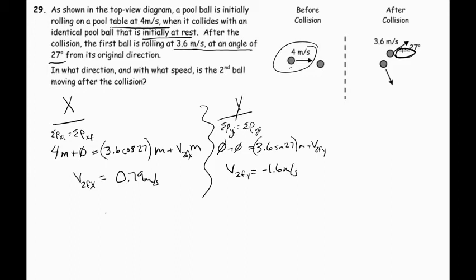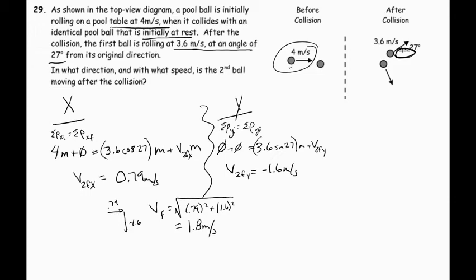So when we figure out what that's going to look like, we have 0.79 and we have negative 1.6. So we know that V final is the square root of both of those squared. So 0.79 squared plus 1.6 squared. And that's going to end up giving me 1.8 meters per second.